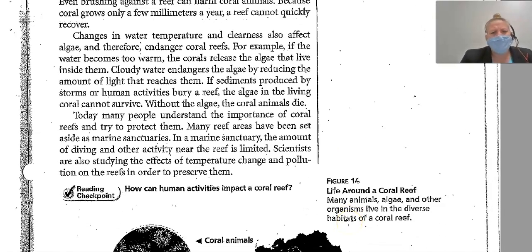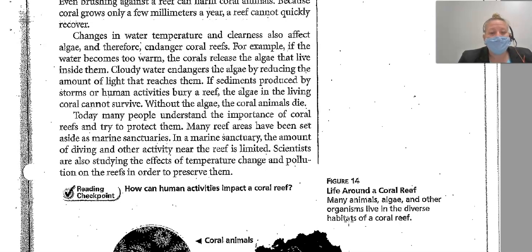Changes in water temperature and clearness also affect algae and therefore endanger coral reefs. For example, if the water becomes too warm, the corals release the algae that live inside them. Cloudy water endangers the algae by reducing the amount of light that reaches them. If sediments produced by storms or human activities bury a reef, the algae in the living coral cannot survive. Without the algae, the coral animals die.